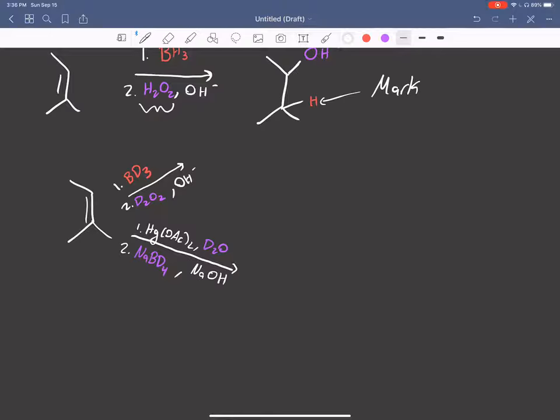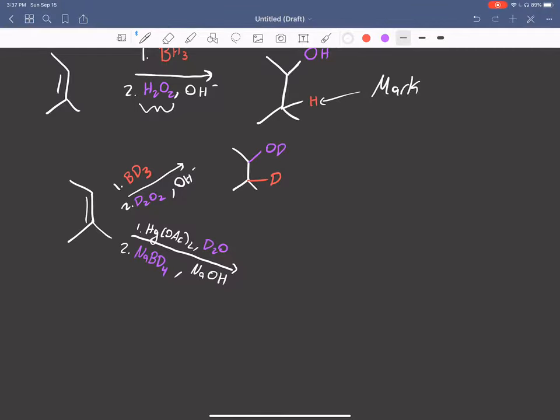And so the hydroboration adds to the least substituted carbon. So when we draw our product, we're going to add an OD to the less substituted carbon. So remember, this OD comes from the D2O2. Okay, it doesn't come from BD3, it doesn't come from OH minus. The deuterium from BD3 adds to the more substituted carbon.